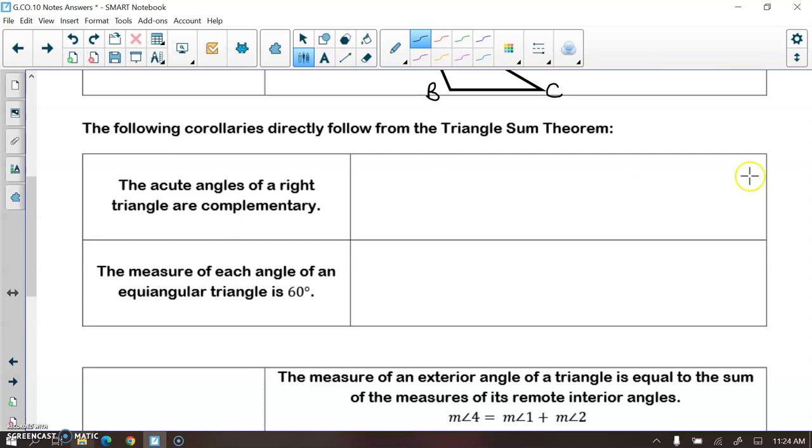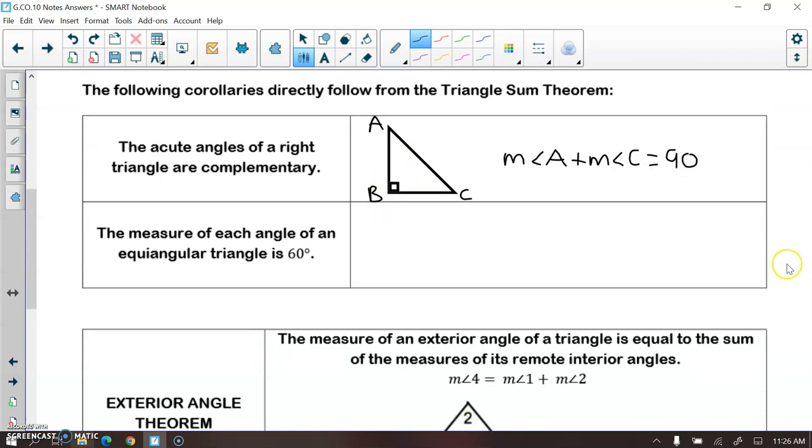The acute angles of a right triangle are complementary. So let me draw a right triangle. We would only know if it's a right triangle if it has this box here. So I'm going to call this triangle ABC. This corollary means that if I take the measure of angle A, which is one of my acute angles, plus the measure of angle C, which is my other acute angle, they would be complementary, so that means they would sum to 90 degrees. It makes sense because if a triangle adds to 180 and I have a 90-degree angle, that makes 90 degrees left over. And this is actually a corollary that we will be proving.